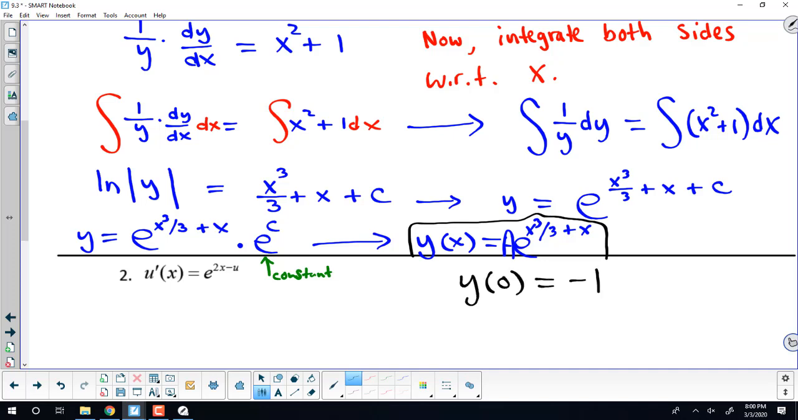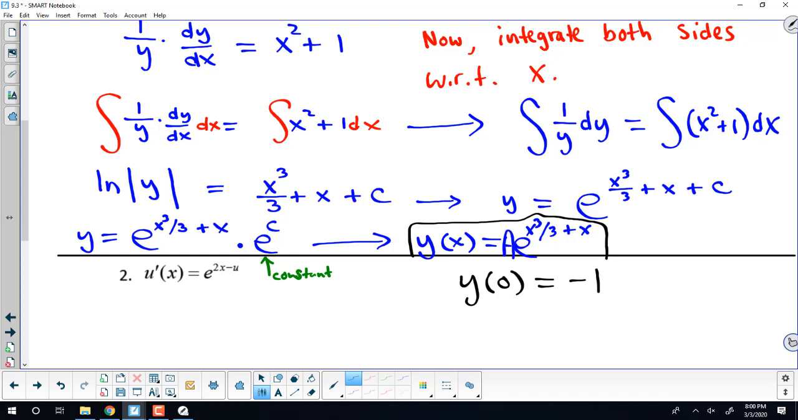So if we had an initial condition on this, would that work? We would have, when x is 0, y is negative. So this y can't be negative. So that's in my first quiz.